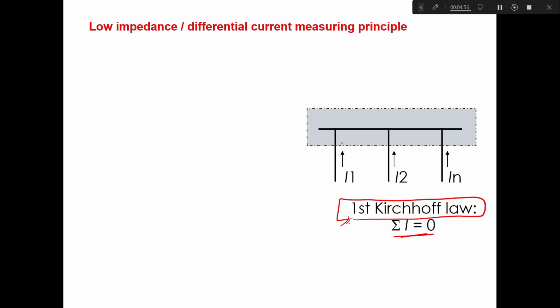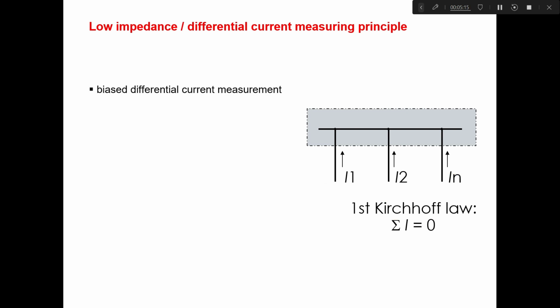So now a node may be a bus bar. Suppose this is a bus bar. So now the sum of the currents, that is I1, I2 up to In, the sum of all these currents must be equal to 0. That is the simple concept on which this low impedance differential protection works.